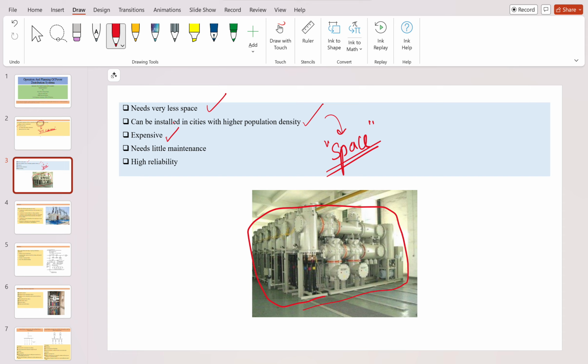They are expensive because you have to put in gas insulated switchgears, which is costly. But the maintenance cost is lower and the reliability is high because you don't need to change them frequently. So you need a system which is more reliable as compared to the other systems. That's why it is preferred in highly congested areas.